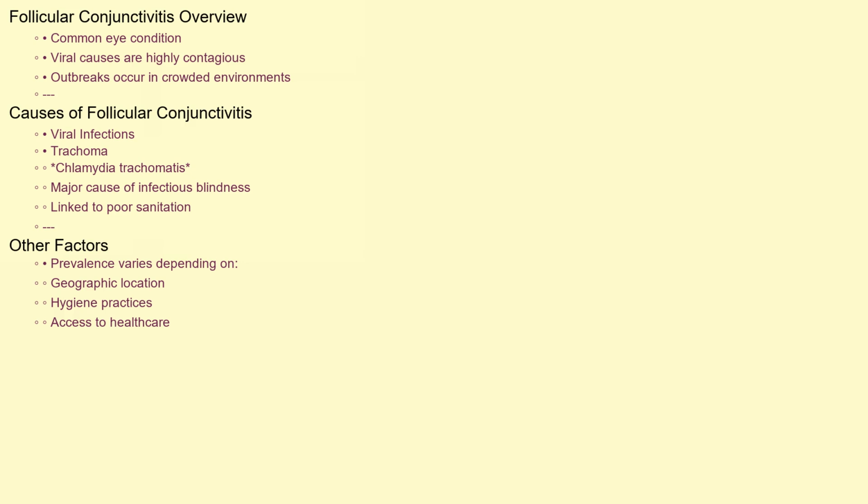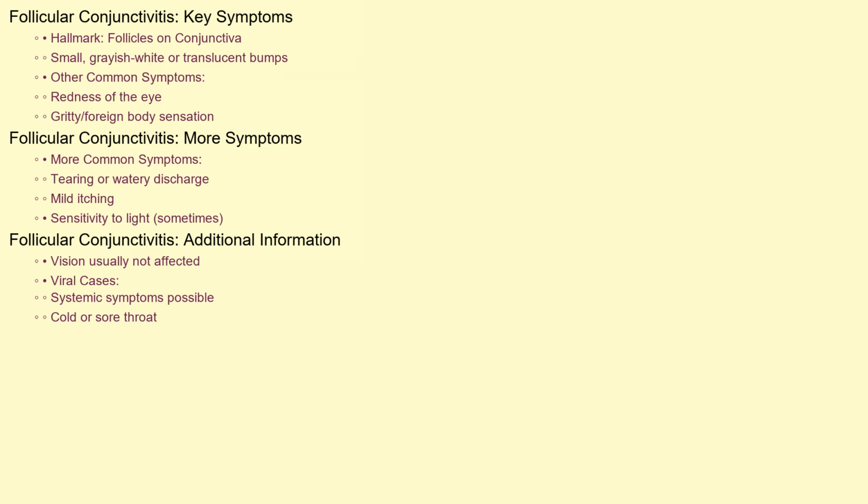Follicular conjunctivitis is a relatively common eye condition. Viral causes are highly contagious, which means outbreaks can occur, especially in crowded environments like schools or workplaces. Trachoma, caused by Chlamydia trachomatis, is a major cause of infectious blindness worldwide, particularly in areas with poor sanitation and hygiene. The prevalence of other causes varies depending on factors like geographic location, hygiene practices, and access to healthcare.